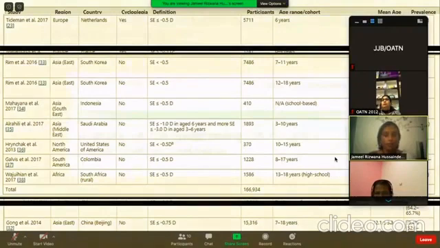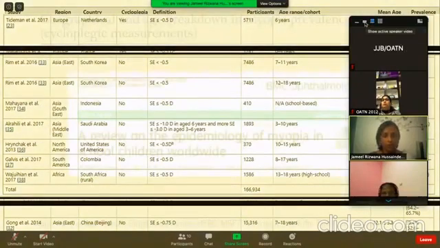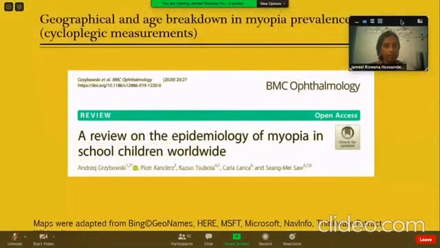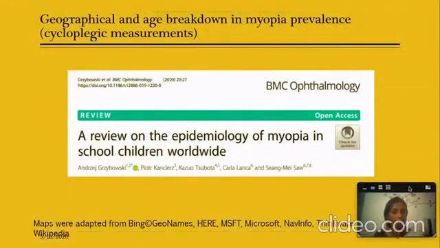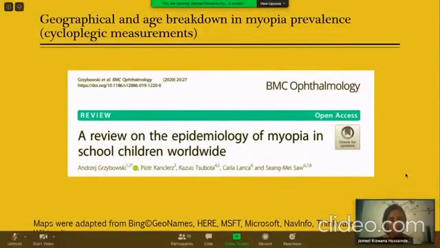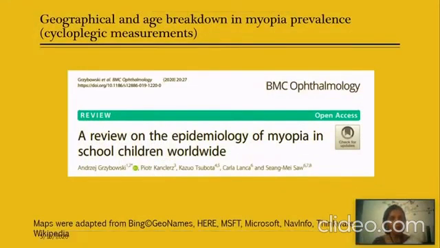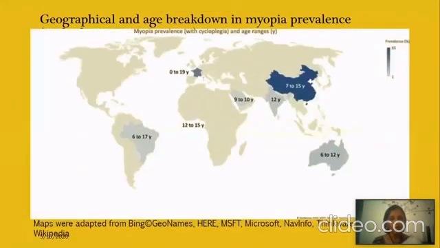And this is a paper that we will be using in most of our discussions today, which is a very nice paper that just came out about the review on the epidemiology of myopia. So the projections that I showed just before are also from this paper, where they've given age-wise breakdown in myopia prevalence. And then look at this, look at our country.